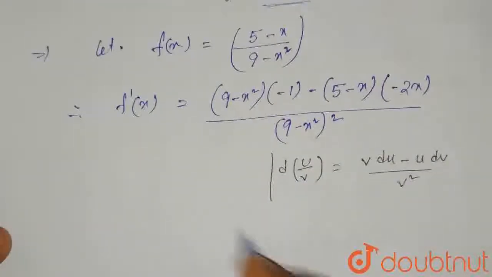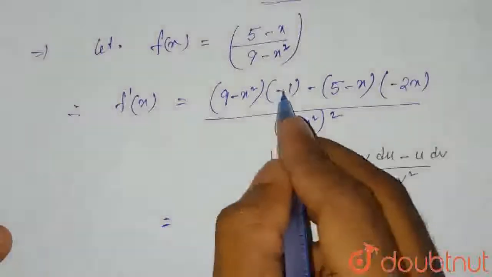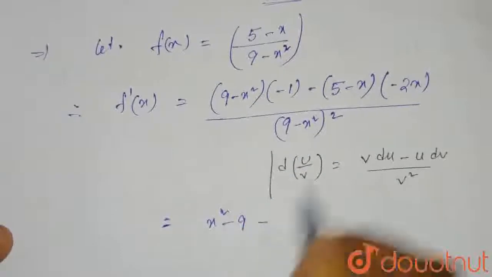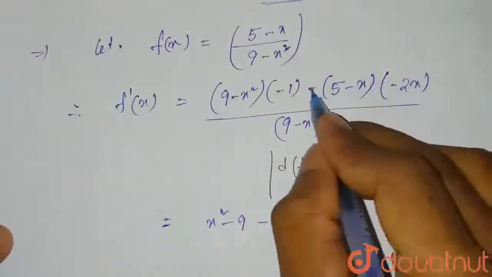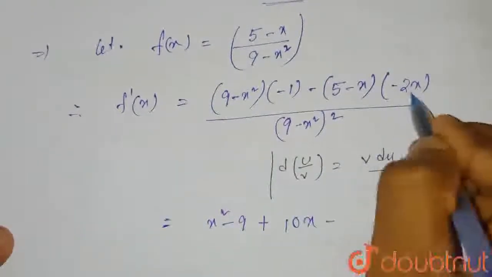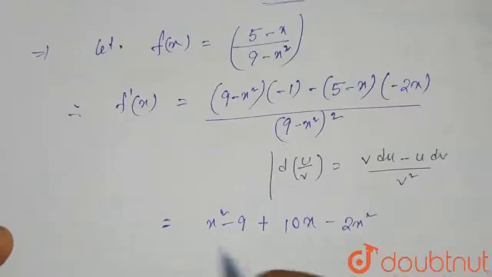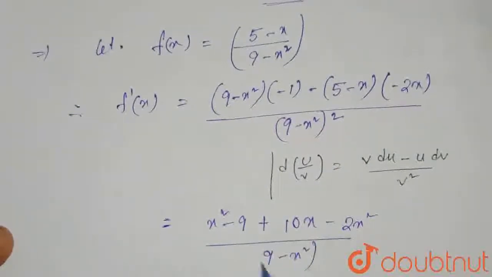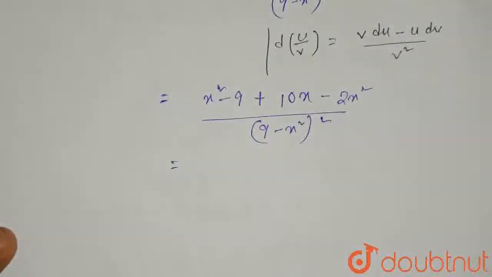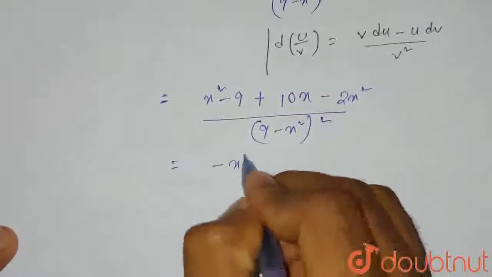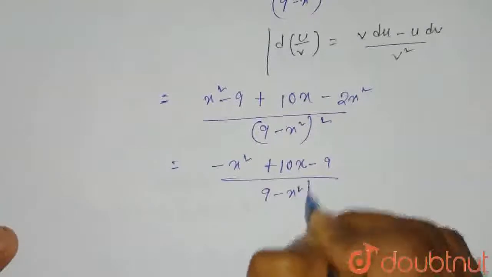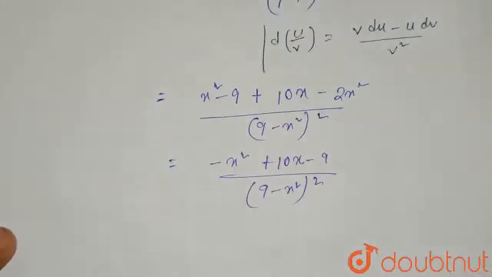Now this value becomes 9 into minus 1, and if we multiply with minus 1, it will be x squared minus 9. Then it will be multiplied with 2x, so there is a minus sign, and we have the minus sign again, so it will be plus 2 into 5, that means 10x, minus 2 into x, that means 2x squared, divided by (9 minus x squared) whole squared. So ultimately the term will become minus x squared plus 10x minus 9 divided by (9 minus x squared) whole squared. Okay, so we have got the differentiation.